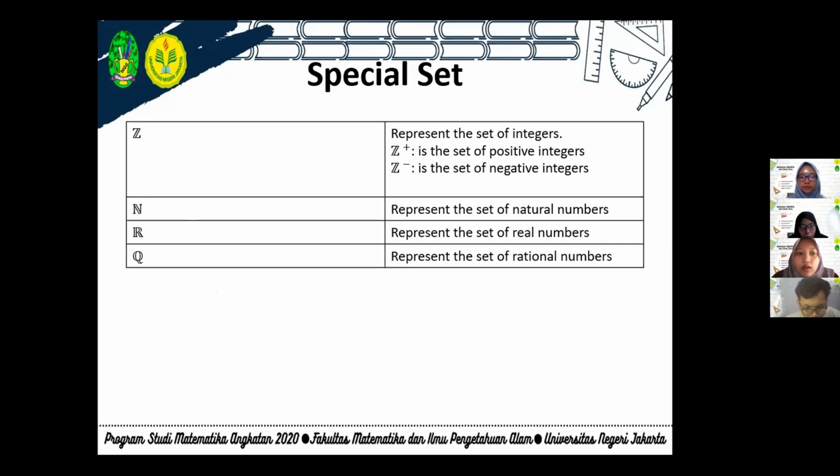Special set. Z represents the set of integers. Z positive is the set of positive integers. Z negative is the set of negative integers. N represents the set of natural numbers. R represents the set of real numbers. Q represents the set of rational numbers. Next.